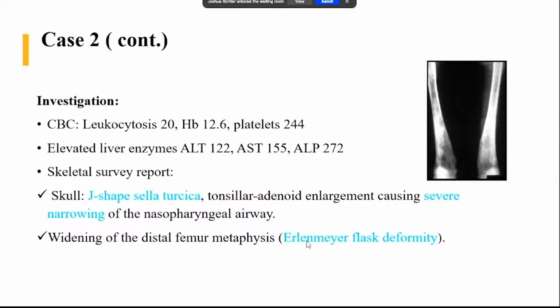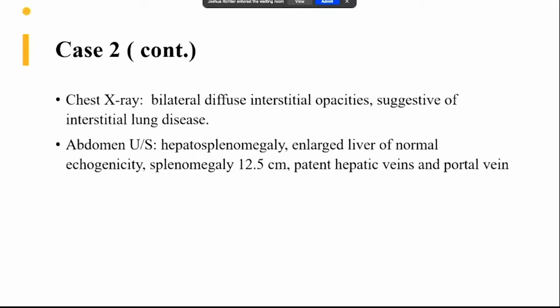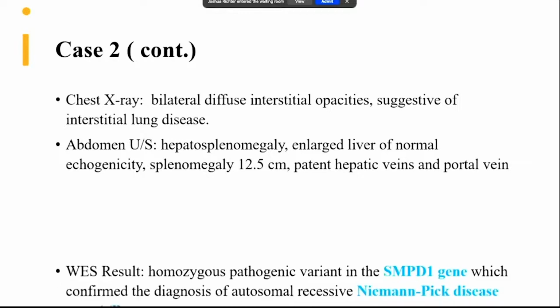She showed the typical finding of Erlenmeyer flask deformity, which appears because of metaphyseal expansion in the lower part, the distal part of the femur. And you can see it in adults too. Chest X-ray showed bilateral diffuse interstitial opacity, suggestive of interstitial lung disease. Abdominal ultrasound showed hepatosplenomegaly with an enlarged liver and splenomegaly of 12.5 centimeters.